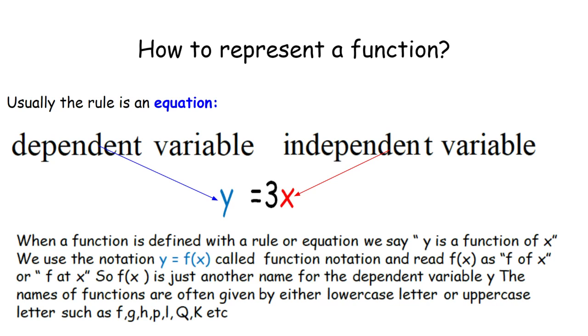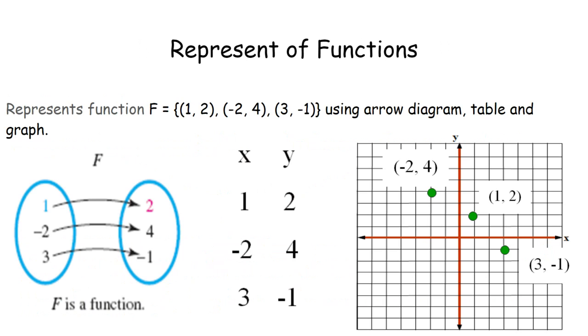We use the notation y = f(x), called function notation, and read f(x) as f of x or f at x. So f(x) is just another name for the dependent variable y. The names of functions are often given by either lowercase or uppercase letters, such as f, g, h, p, l, q, k, etc. Represent function f, consisting of the set of ordered pairs (1, 2), (-2, 4), (3, -1), using an arrow diagram, table, and graph, as we have represented in this slide.